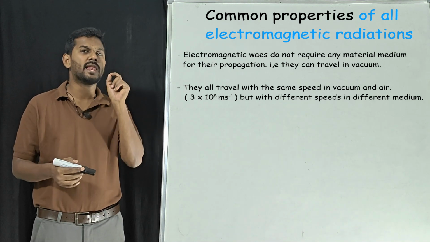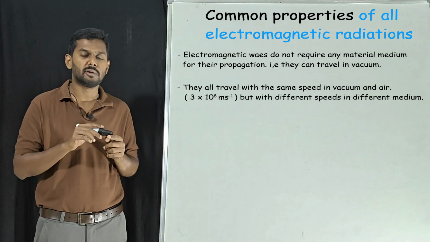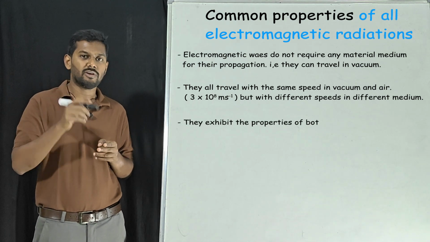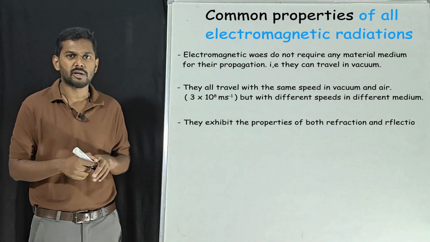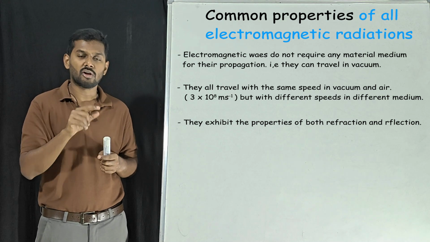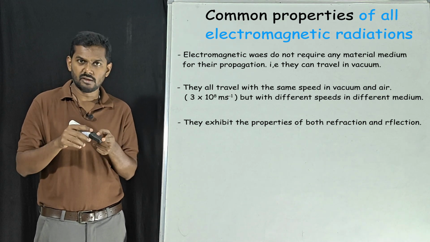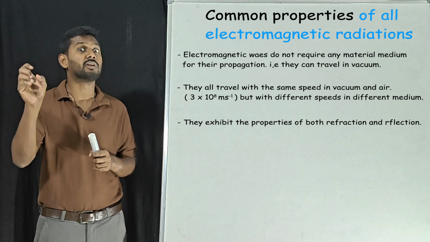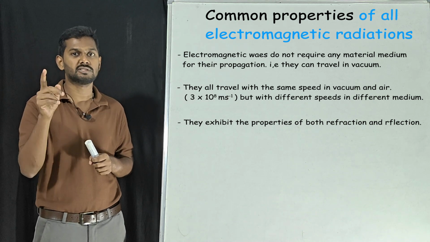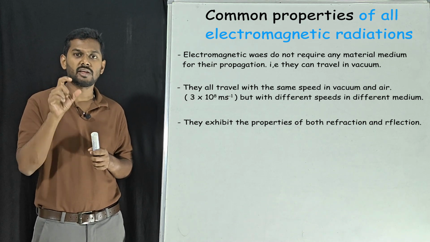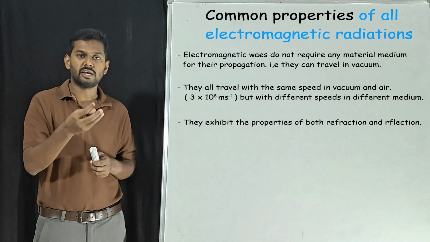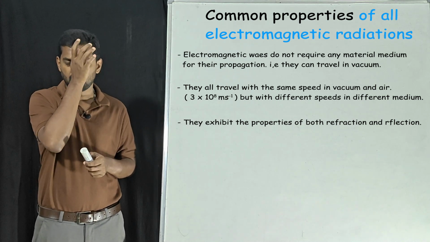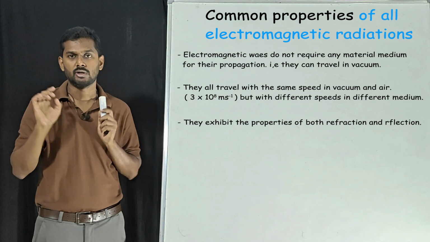Third point: all the electromagnetic radiation exhibits the properties of reflection and refraction. When it moves from one medium to another medium, we already learned this, speed, wavelength and intensity change except frequency. Frequency will never change, because frequency depends upon the source. Speed, intensity and wavelength, all these 3 depend upon the medium. This is very important.